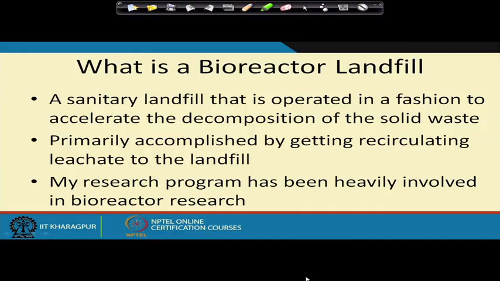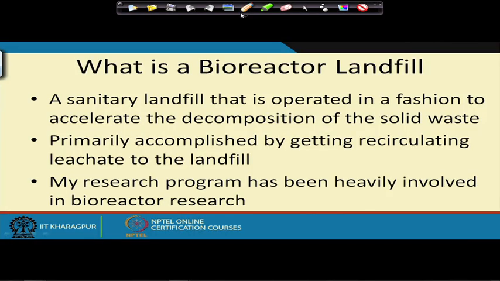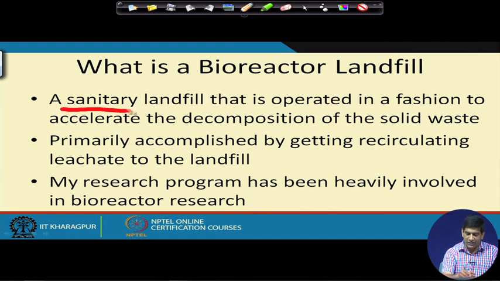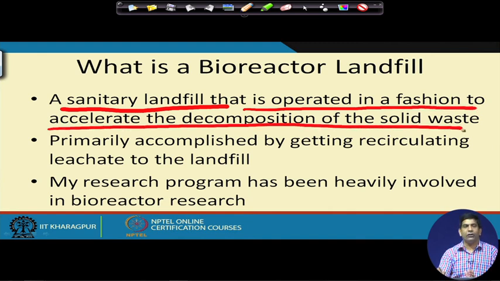A bioreactor landfill is essentially where you are trying to operate the landfill in a fashion to accelerate the decomposition of the solid waste. So, rather than keeping it as a dry tomb, which is more of a containment system, we are trying to use this landfill as a treatment system. So, you are trying to operate this, again we are talking about the sanitary landfill, the same engineered landfill, but in a fashion to accelerate the decomposition of the solid waste.